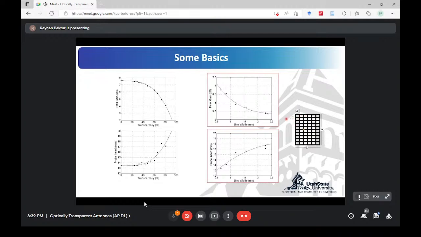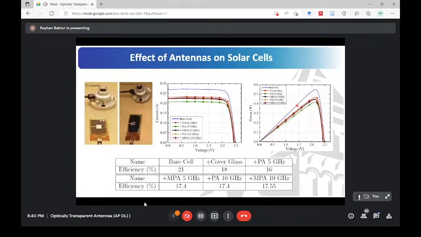Or just for the same number of lines, if we make the line thinner, then we can improve the transparency, right? So for that, we noticed as we make the line thinner and thinner, we can improve the gain. That's mainly because when you make the line thinner for the same transparencies, you put more lines so that more current can go. So with that, we are able to develop relatively transparent and yet good antennas.